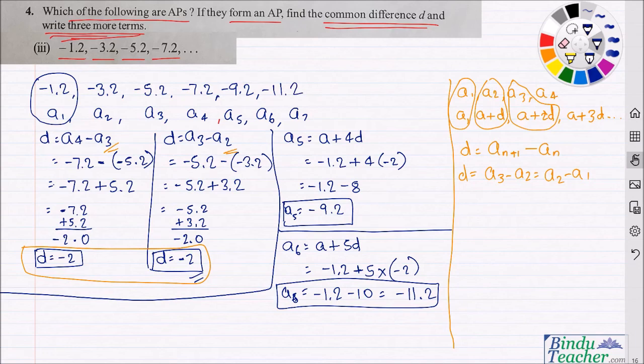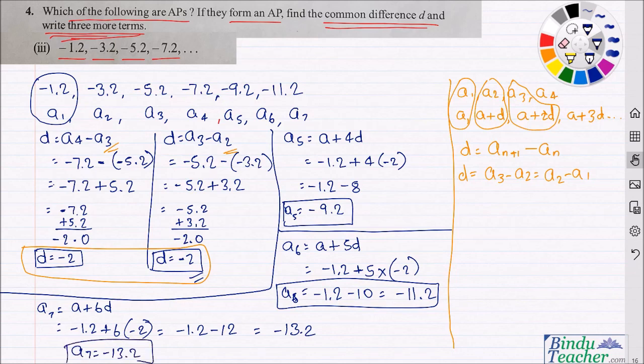Now we will calculate the A of 7. A of 7 equals A plus 6D. A is minus 1.2 plus 6 into minus 2, equals minus 1.2. 6 into 2 is 12, but it's a minus, so minus 12, equals minus 13.2. So A of 7 equal to minus 13.2. We'll write that down here as well.